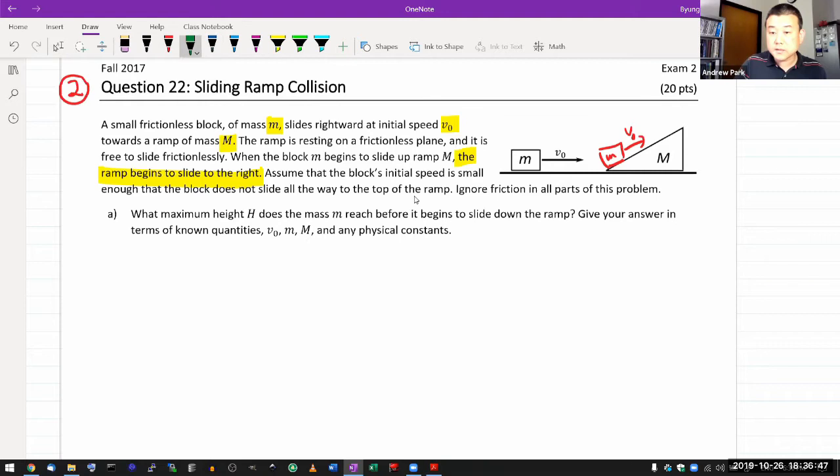As the block is on the ramp, there's a normal force on it from the ramp. Then you should recognize that there's a reaction force on the ramp, and I'm not drawing this very well directionally. There's a reaction force on the ramp, which should be pushing the ramp to the right. Also, since this small block will be slowing down, in order for total momentum to be conserved, the ramp should be moving to the right.